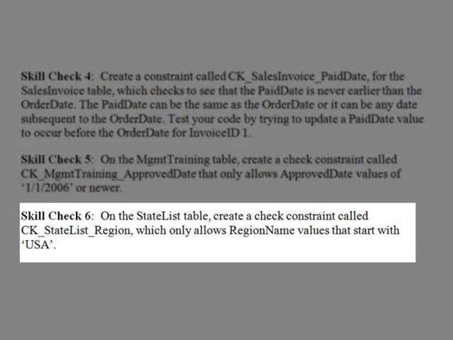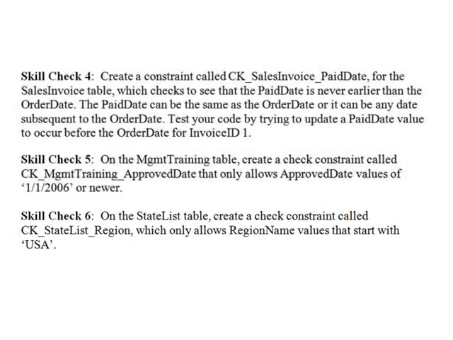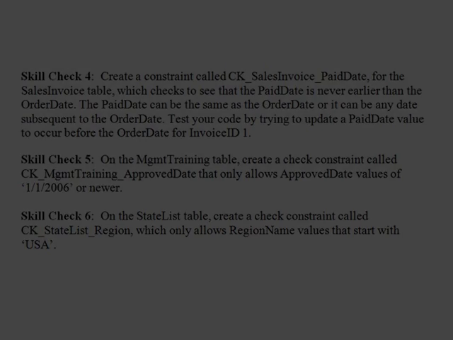Skill check 6. On the stateless table, create a check constraint called CK_stateless_region, which only allows region name values that start with USA.